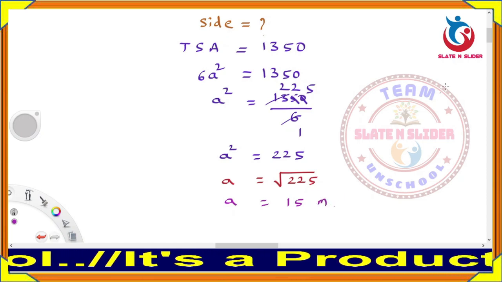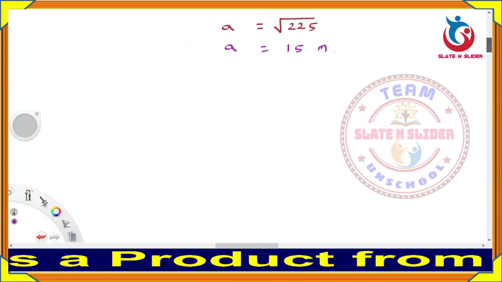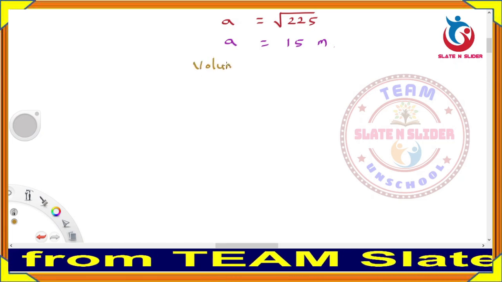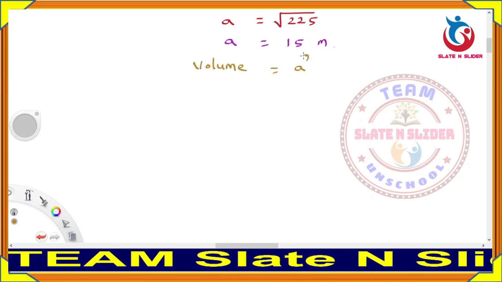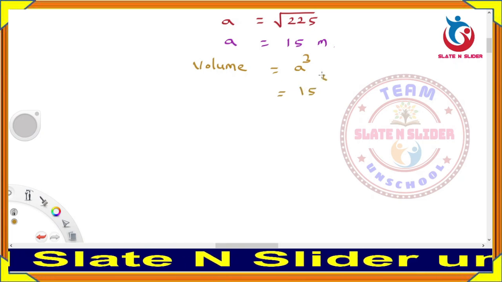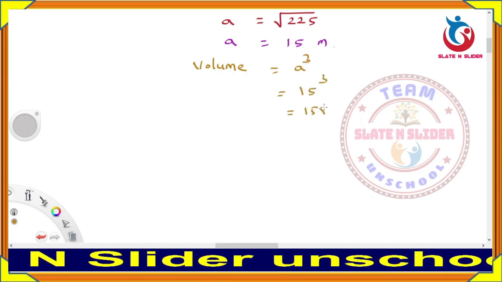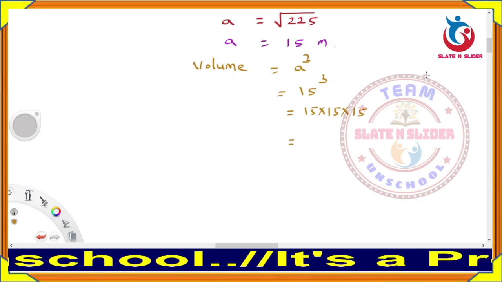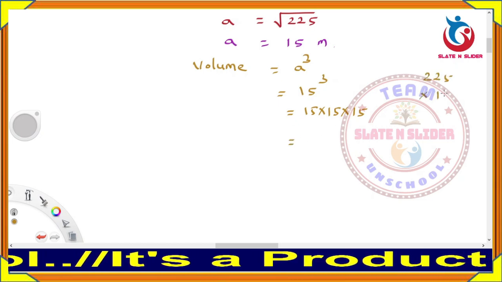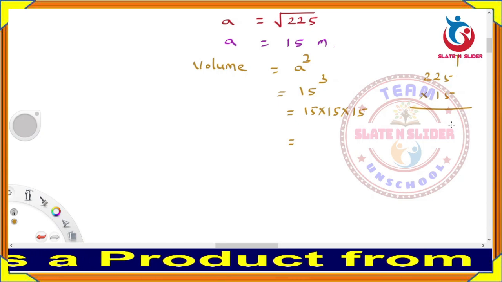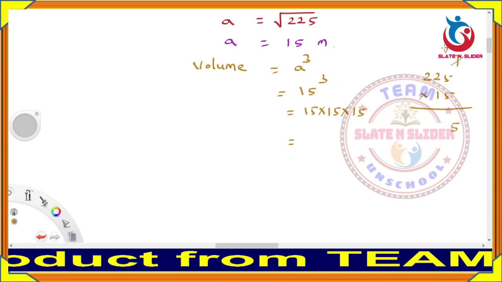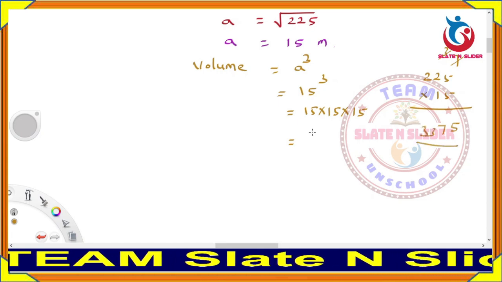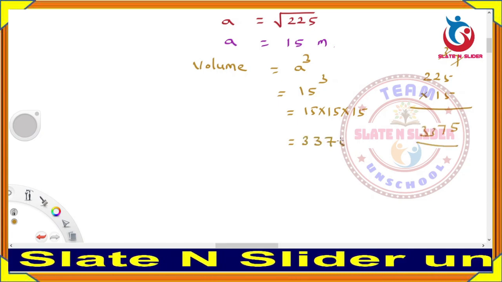is the side, and after deriving the side we can find the volume. So the volume is equal to a cube. In this substitute a is 15, so 15 into 15 into 15, so multiply 15 into 15, 225, 225 into 15, so 15 5s are 75, 15 2s are 30, 3375, and we should write the units.